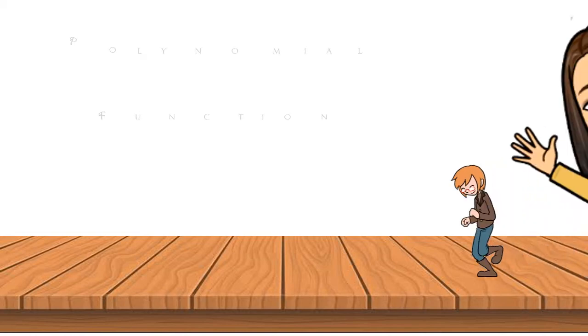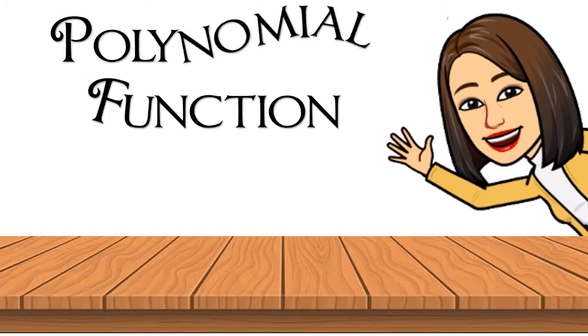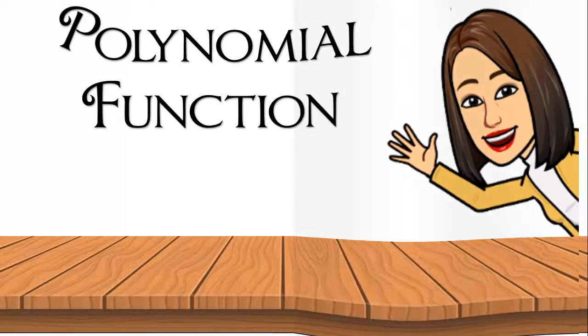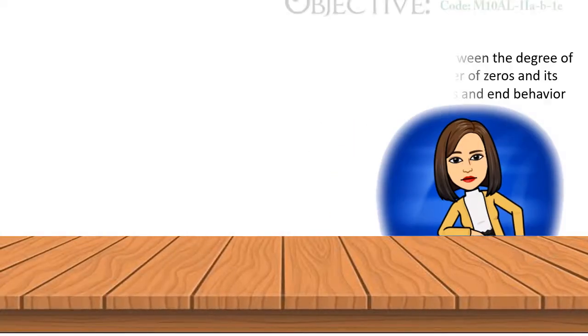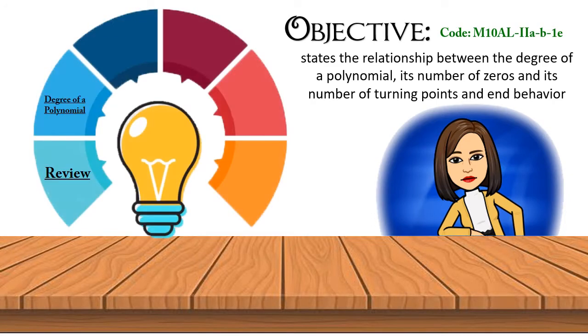Hi, here we are again for a new video lesson in Mathematics 10 about polynomial functions. So today we're going to discuss the relationship between the degree of a polynomial, its number of zeros, and its number of turning points and end behavior.